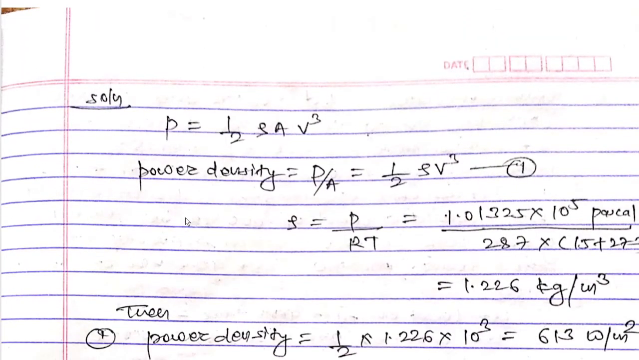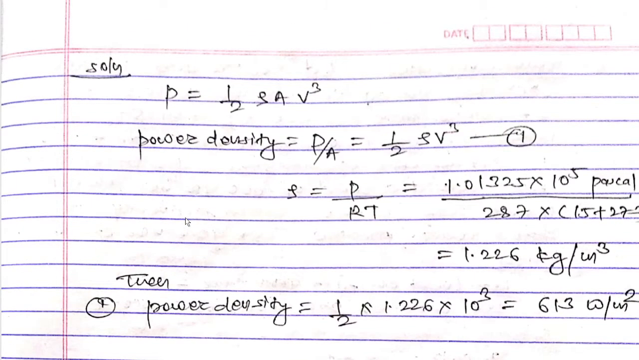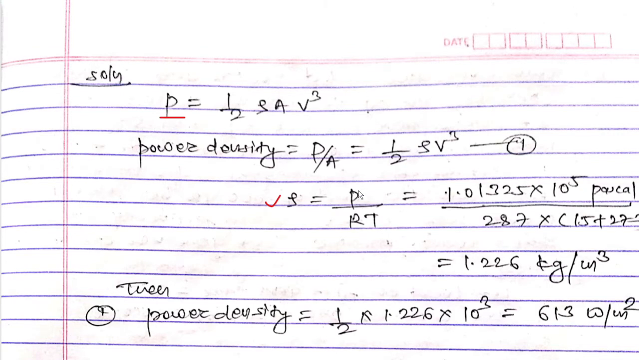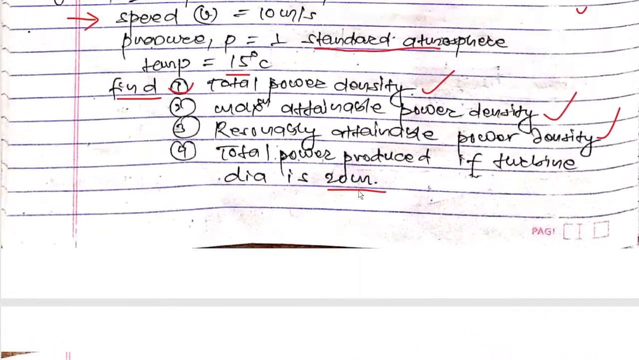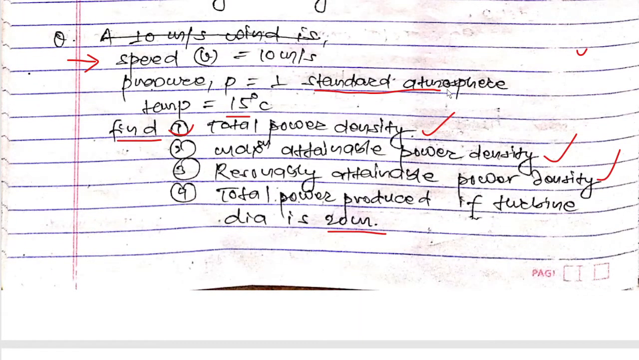So here the very first step, we know the formula for power is P equals 1 upon 2 rho into A into V cube, and power density is P upon A. So P upon A equals 1 upon 2 rho into V cube, and in order to calculate the value of rho we have the formula rho equals P upon RT, and P is given as 1 standard atmosphere.